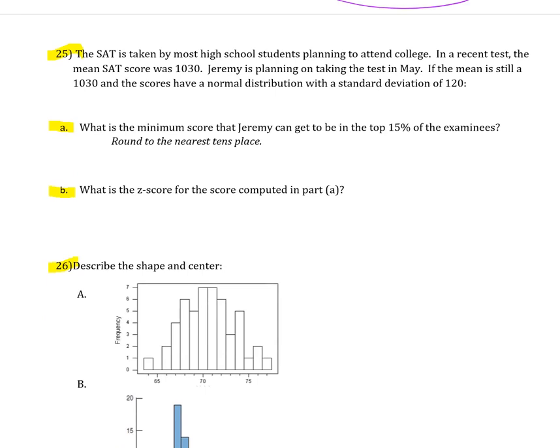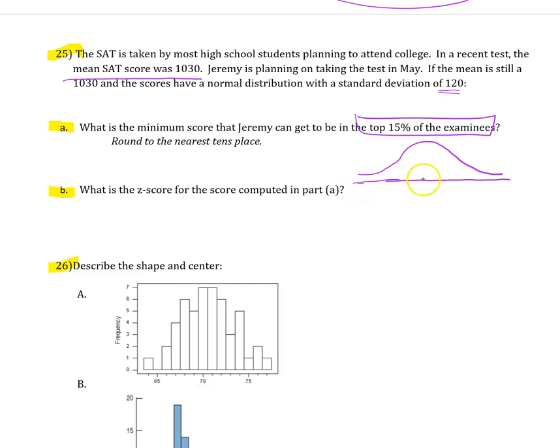Okay, Jeremy, let's see, we got the SAT taken by most high school students in a recent test. The SAT mean score was 1030. Jeremy is planning on taking the test. If the mean is still at 1030 and the scores have a normal distribution with a standard deviation of 120, what is the minimum score that Jeremy can get to be in the top 15%? So this actually relates to what I was just saying. We don't know the data value, so that means we're going to have to use inverse norm.